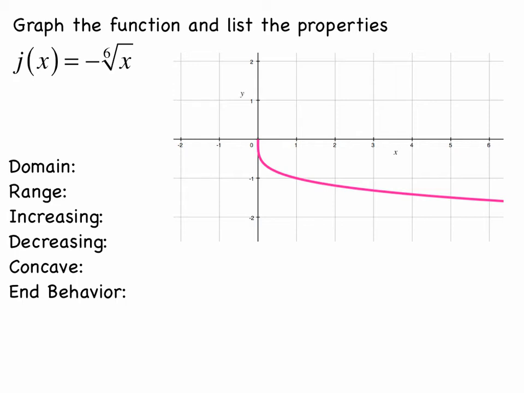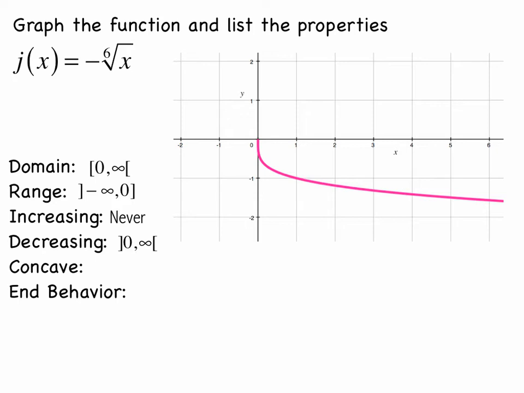The domain, it doesn't go all the way to the negative numbers. It's only from 0 to infinity. The range, it has no positive values, so it's only going to be from negative infinity to 0. Make sure you put that in order. If you read the graph from left to right, it's never increasing, it's continuously decreasing. Now, when I say continuously decreasing, it's decreasing over the domain, so from 0 to infinity.